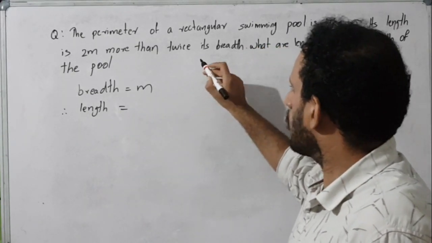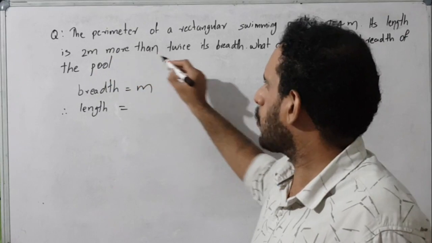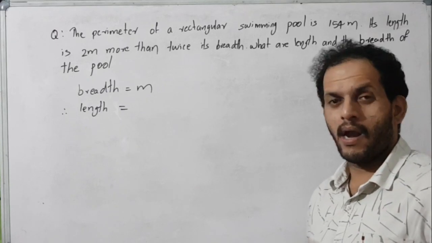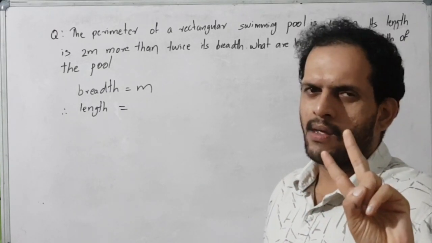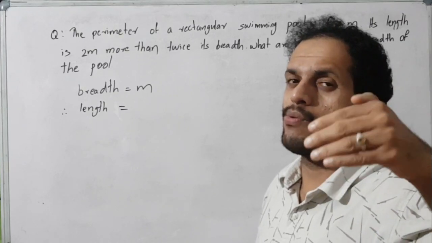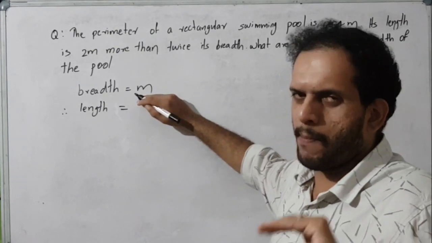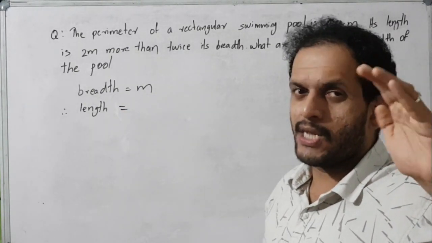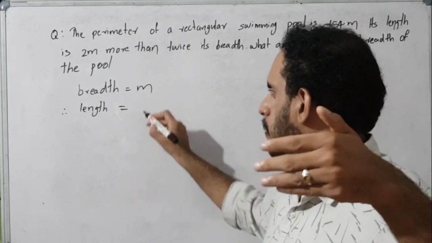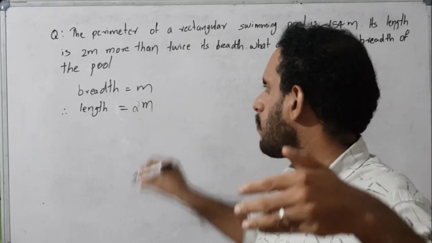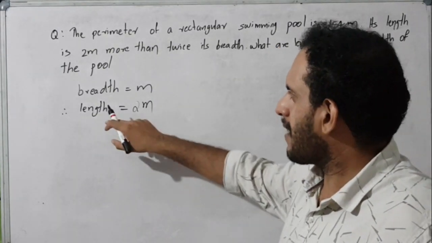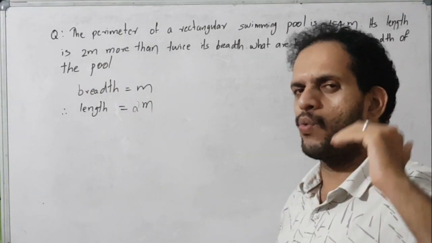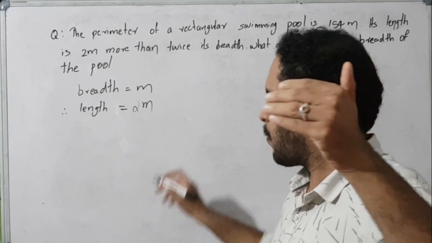The length is twice its breadth, 2 more than twice its breadth. Then what is the breadth now here? The breadth is 2m. Okay, so for finding the length we first needed the twice of breadth. What is the twice of breadth? The twice of breadth is 2m. And the length is 2 more than twice its breadth. So plus 2.